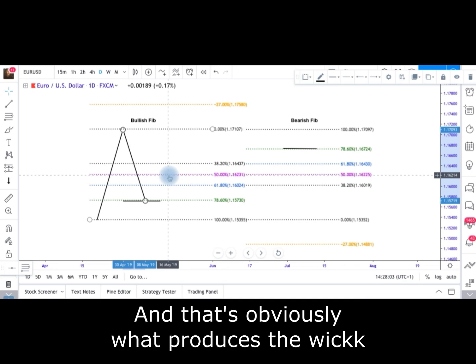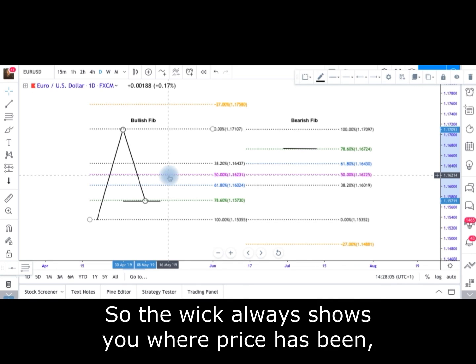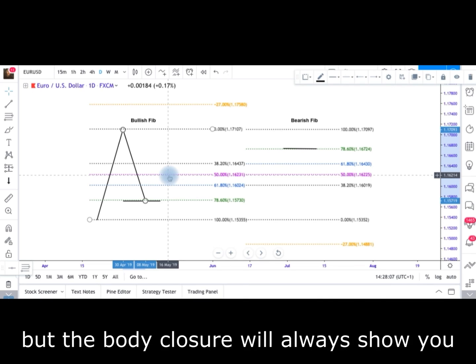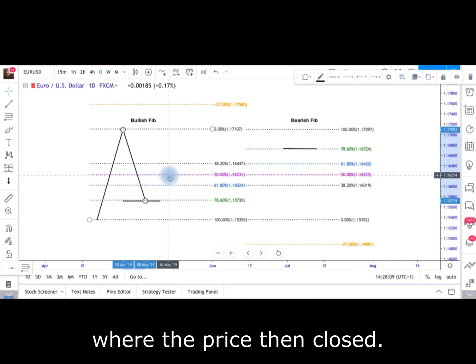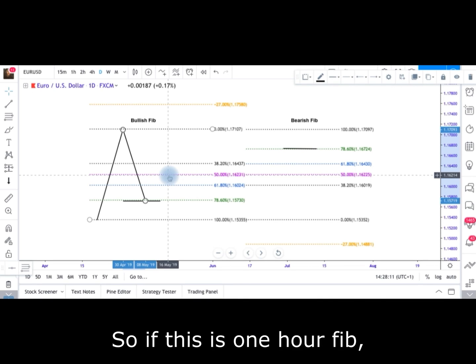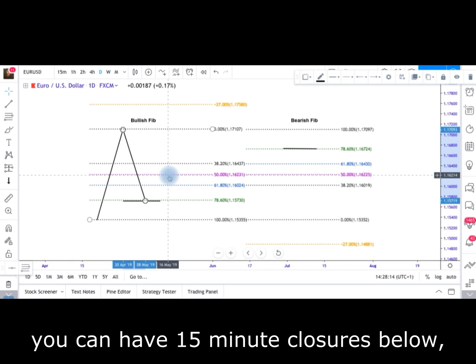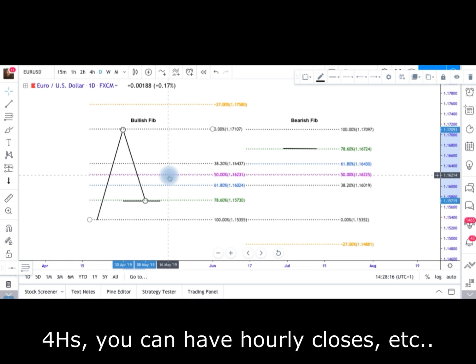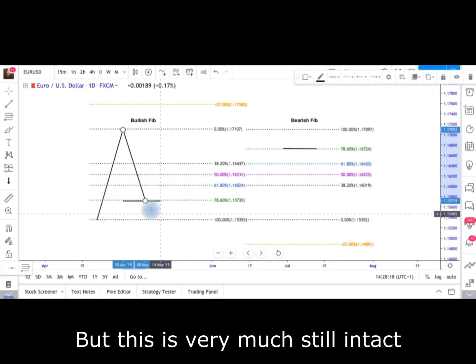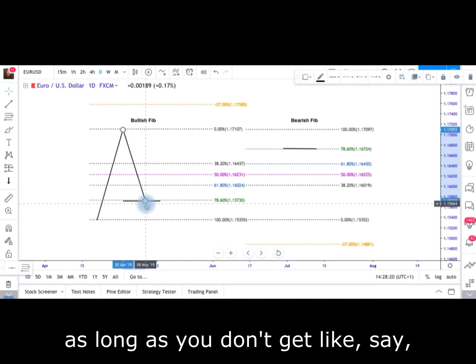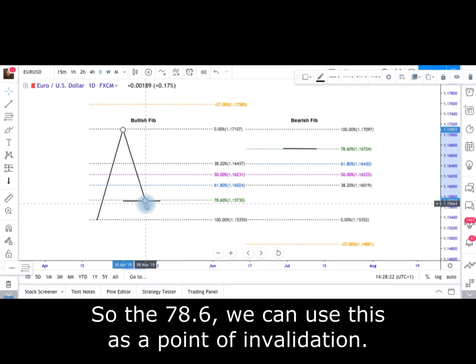And that's obviously what produces the wick on the higher time frames, right? So the wick always shows you where price has been, but the body closure will always show you where price then closed. So if this is a 1-hour Fib, you can have 15-minute closures below. 4-hour, you can have hourly closes, etc. But this is very much still intact, as long as you don't get, like, say, a daily close on a daily Fib. So the 78.6, we can use this as a point of invalidation.